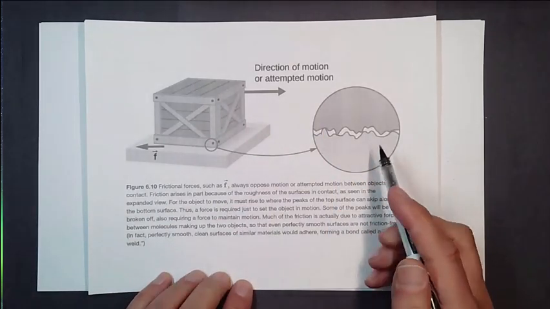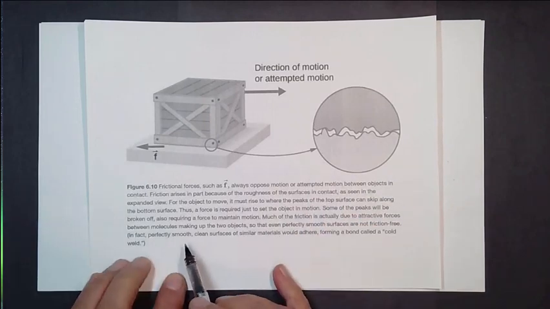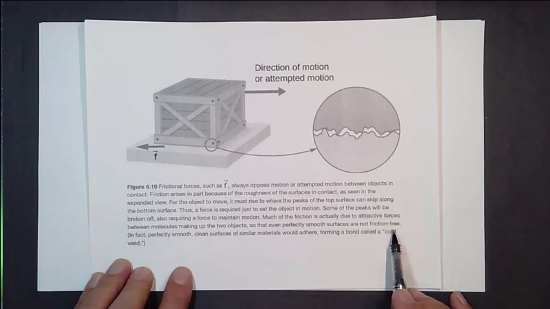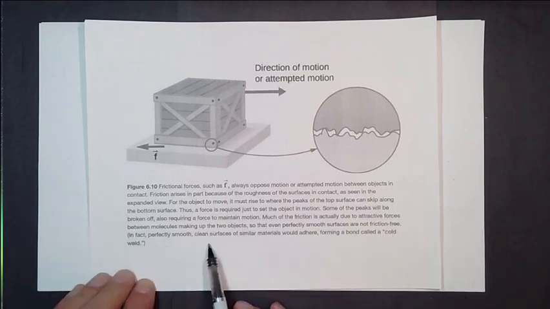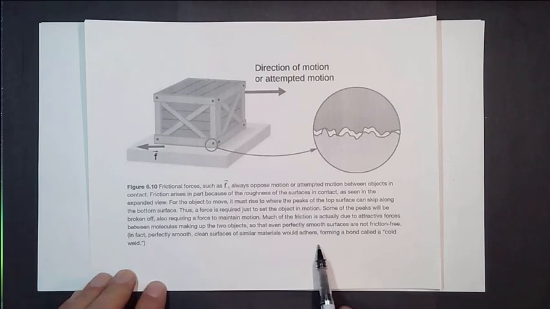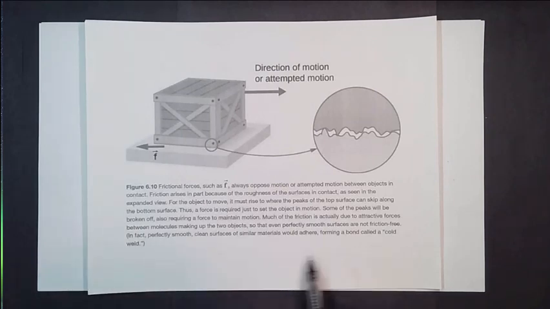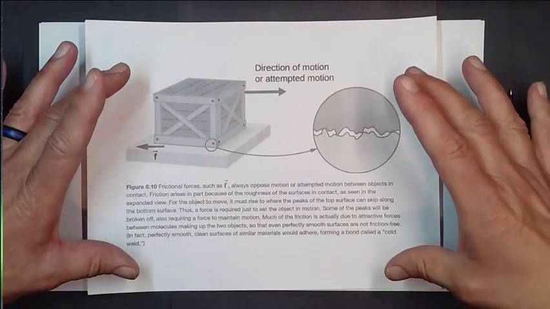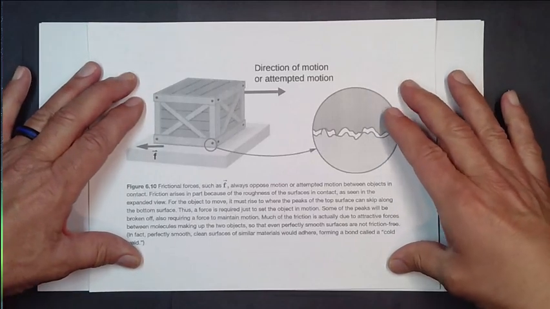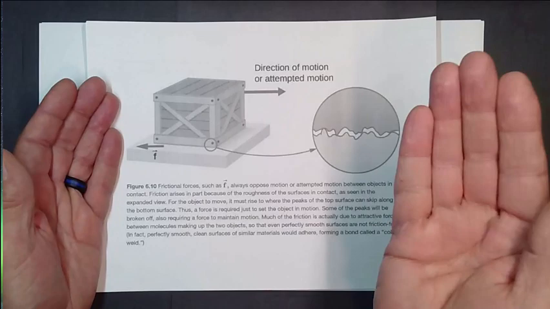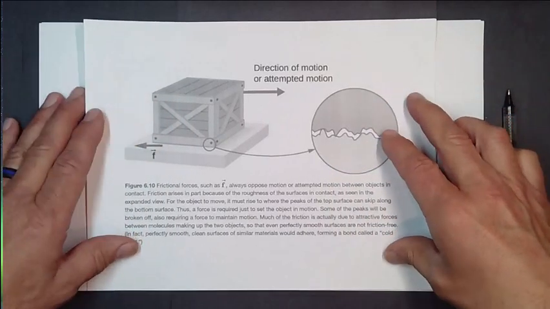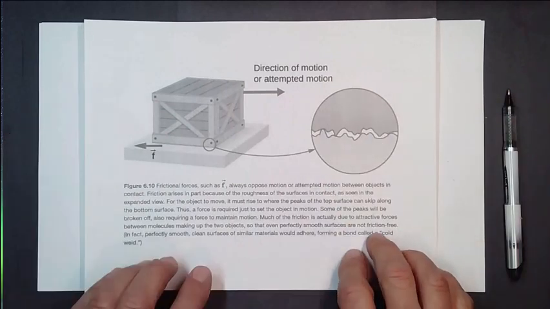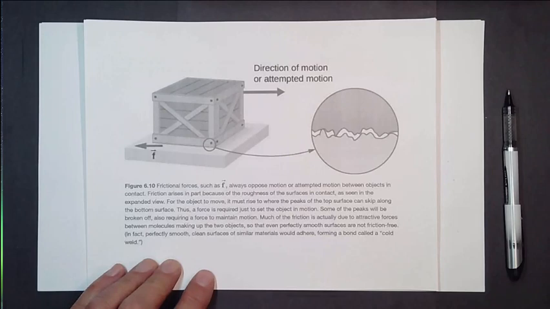They mention in the description that even perfectly smooth surfaces are not friction free, and that perfectly smooth clean surfaces of similar materials would adhere, forming a bond called a cold weld. I don't know if you've ever done this before, but if you have two sheets of glass laying right on top of each other, it's actually difficult to lift one of them off the other because of attraction between the atoms. Then it's difficult to slide one relative to the other. So that's kind of a thing that happens.